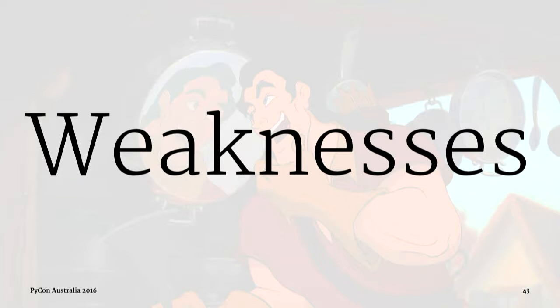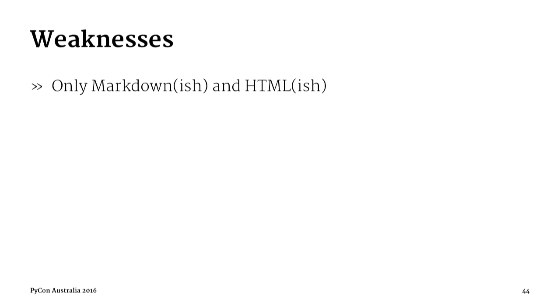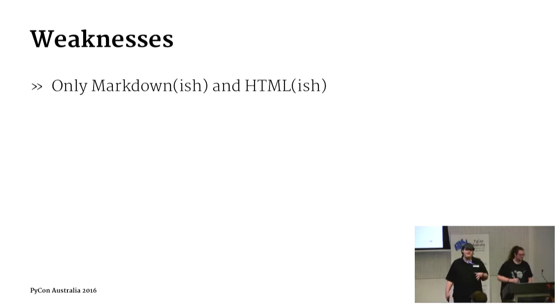So there's a couple of weaknesses of the way things work currently, and we haven't got too long left, but we'll quickly dance through these. So really, they only support Markdown, kind of, and HTML, kind of. Most of them support some sort of twisted variant on those, but it's mostly good enough for now. We'd like to see more markups and more different ways to display fancy text.